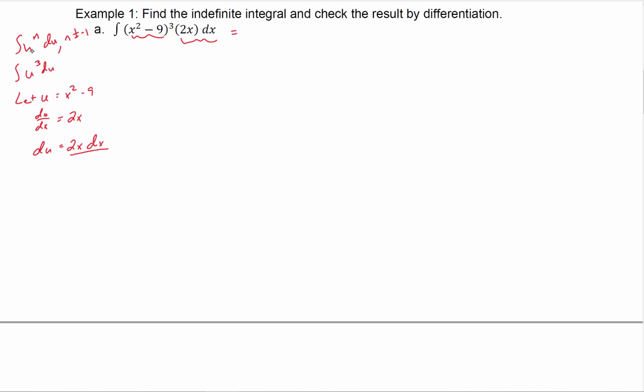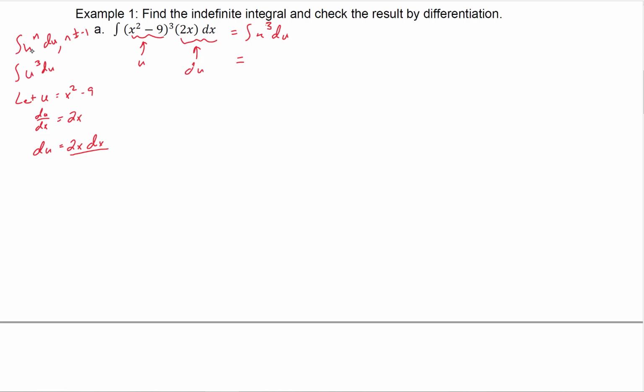So when we do our substitution, we said x squared minus 9 was u, so this is u to the third power, and 2x dx is du. So this becomes the integral of u to the third power times du.